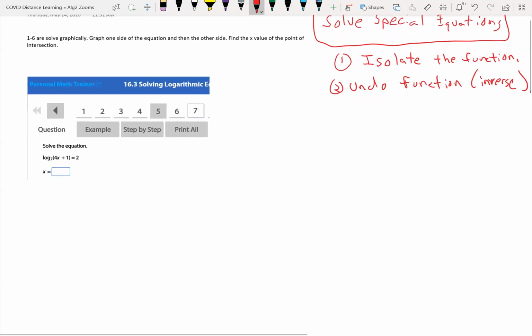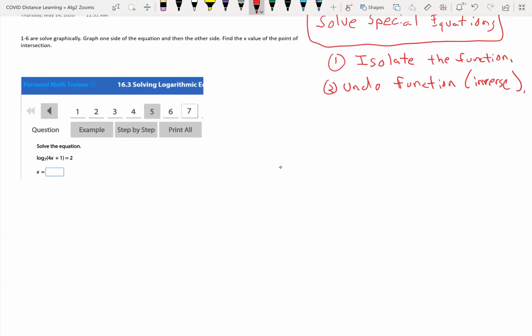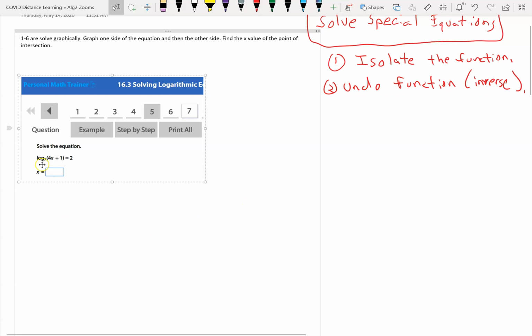All right. So number 1 here, we have log base 7 of the quantity 4x plus 1 equals 2. I'm going to write that a little bit larger so we can see it. Log base 7 of the quantity 4x plus 1 equals 2.